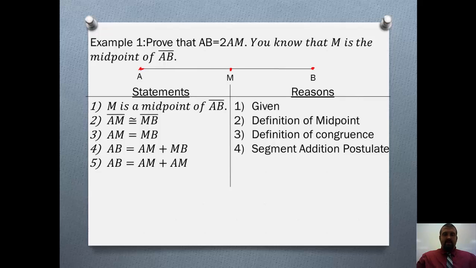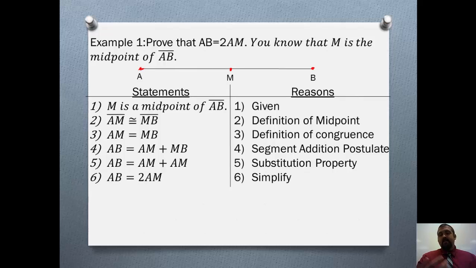So, the only thing I changed from 4 to 5, where's my mouse, is that this here is the length of segment AM. So, that's the substitution property. And I look at this, if I add these two together, I get the length of segment AB equaling twice the length of segment AM. I just can add them together, combine like terms, and that's a simplify step. This is yet another proof that we have done.